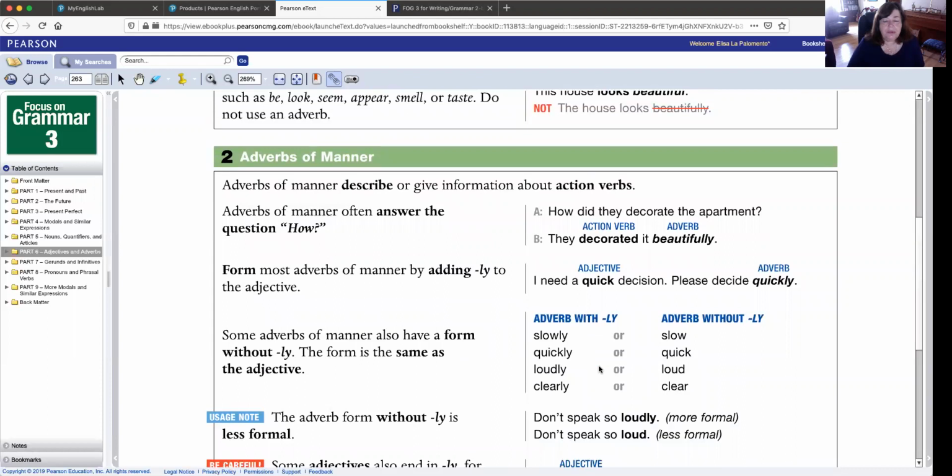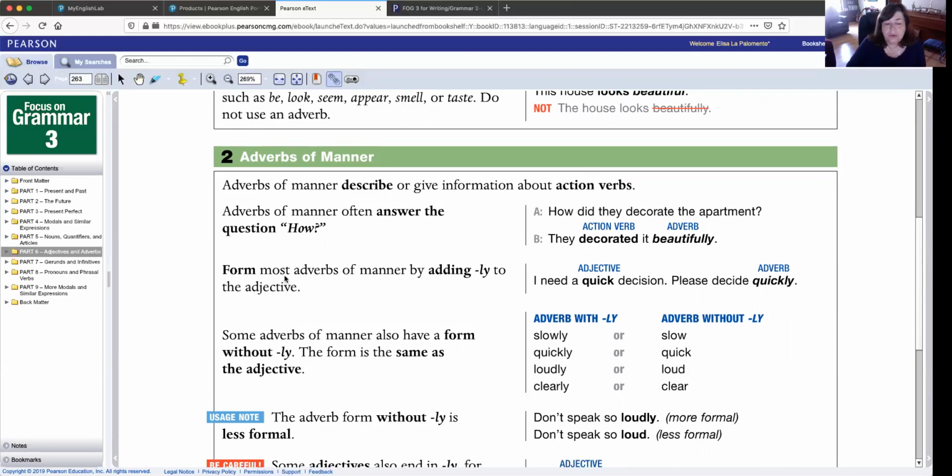So we said that there were different kinds of adverbs, adverbs of manner, adverbs of degree. We're going to look at adverbs of manner. Adverbs of manner are used to describe action verbs. And here we go. Adverbs of manner describe or give information about action verbs. And they answer the question how, in what way. Look at this tiny conversation. How did they decorate the apartment? They decorated it beautifully. The word beautifully is telling you in what way they decorated the apartment.